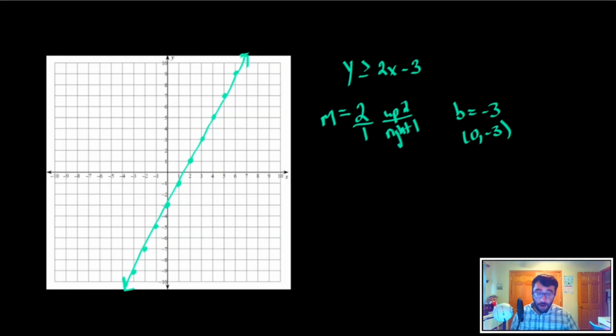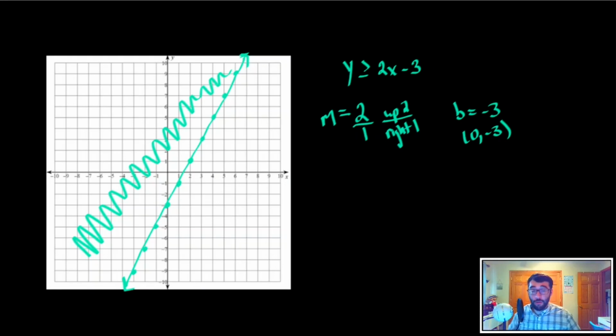Now, from there, we have to think about where we're going to shade this particular graph. There's a couple of ways of doing this. The way I like to do it is I just think about, okay, is it y greater than or less than? If it's greater than, we shade above the line, and if it's less than, we shade below the line. Since this is greater than, we're going to shade above the line, which is in this general region here. So we would shade all of this region.